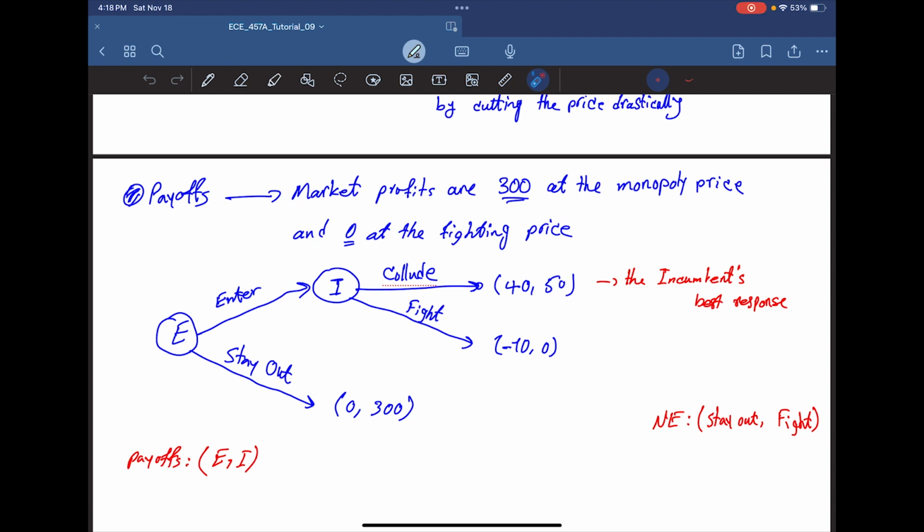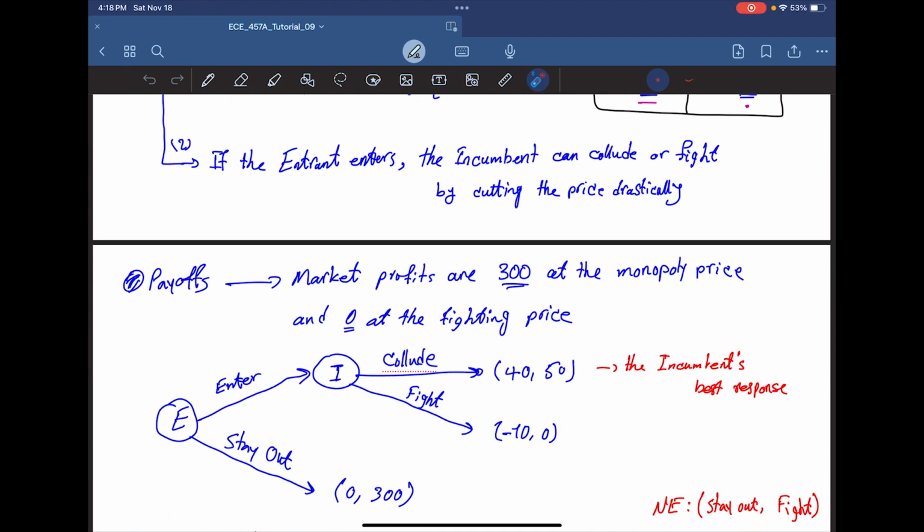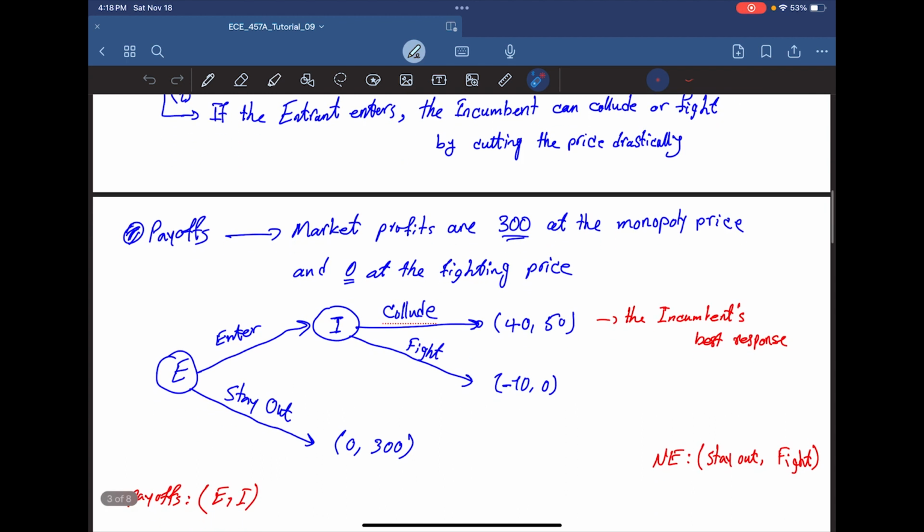And the incumbent can fight, in which case the incumbent gains no payoff, and the entrant loses 10. So this is the tree that we can create for this deterrence game. And also the Nash equilibrium for this game is stay out for the entrant and fight for the incumbent.